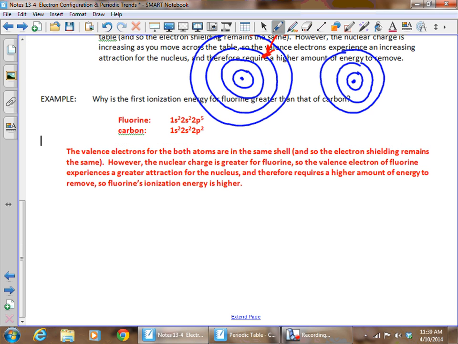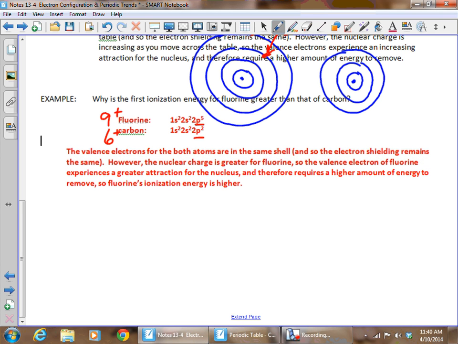And as we look at fluorine versus carbon, we see that fluorine has an electron configuration of 1s2, 2s2, 2p5, whereas carbon is 1s2, 2s2, 2p2. Now they both have electrons in that 2p sublevel, but think about it. Fluorine has 9 positive charges in its nucleus. Carbon has 6 positive charges.